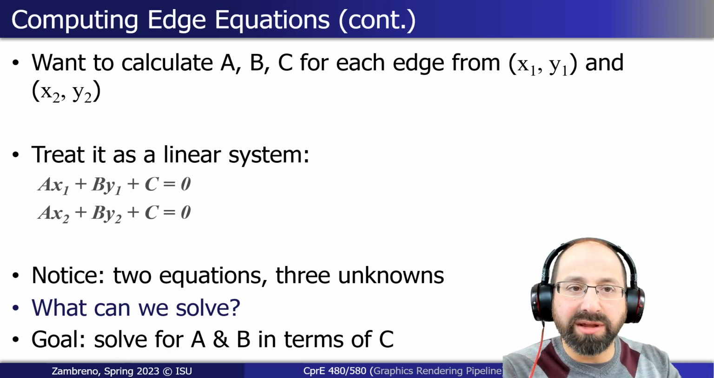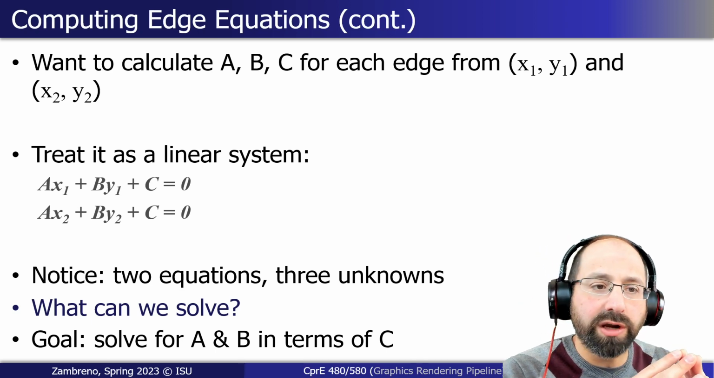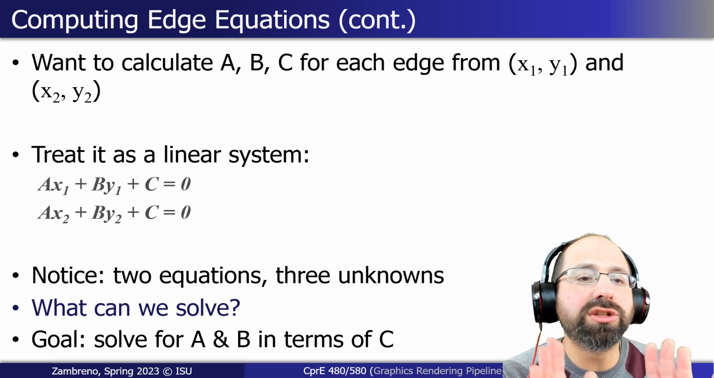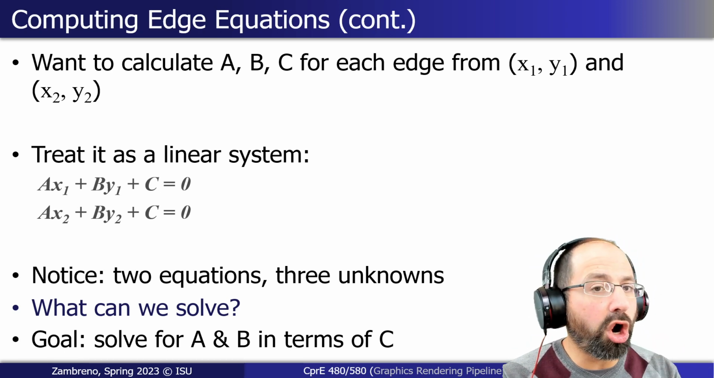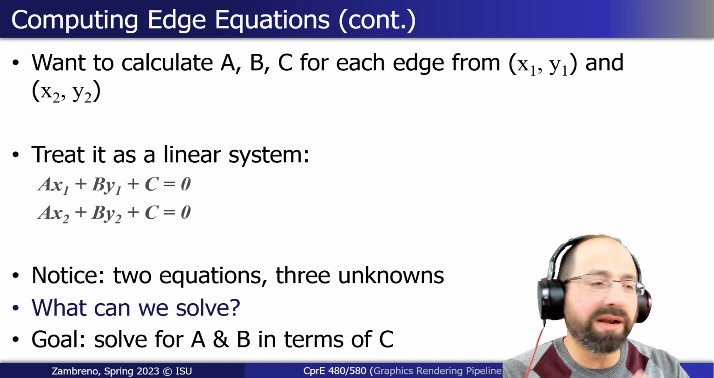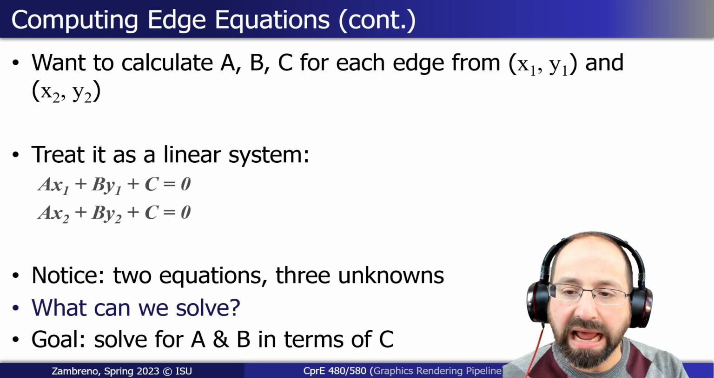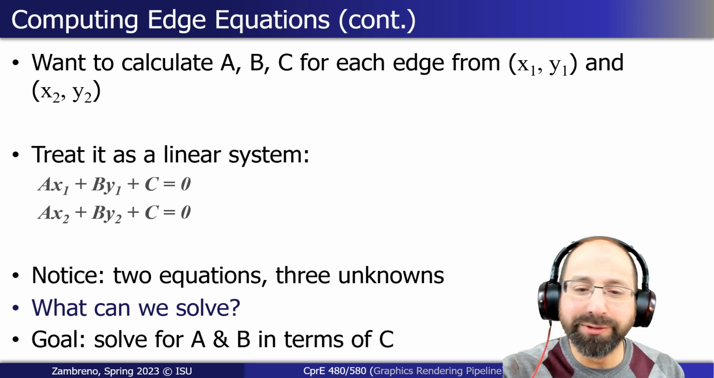We care about whether it's going to be a positive value or a negative value, just like for the line rasterization equation here. So one way we can do this is we can solve for A and B in terms of C, and then pick an arbitrary C so that, again, the resulting math doesn't require as many multiplications and divisions as it otherwise would.